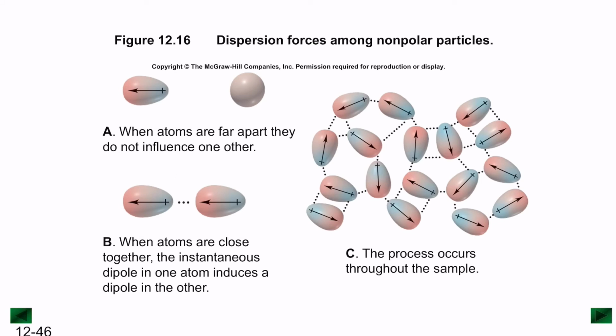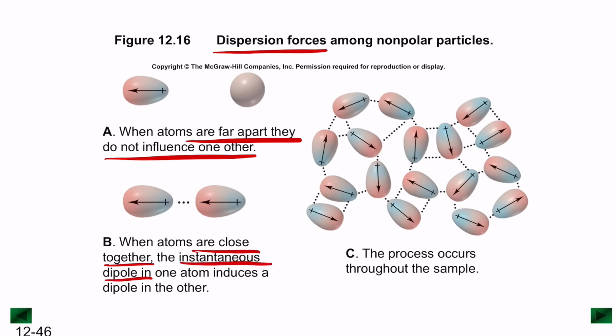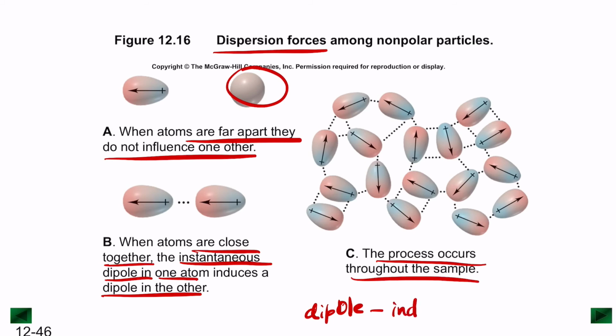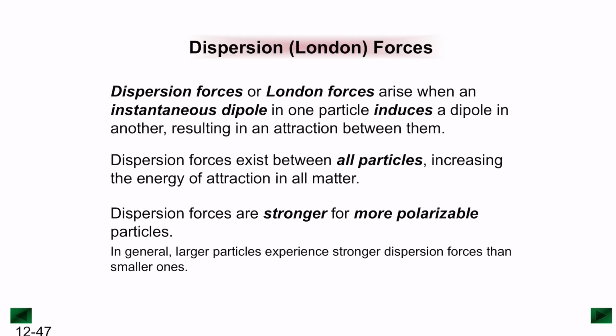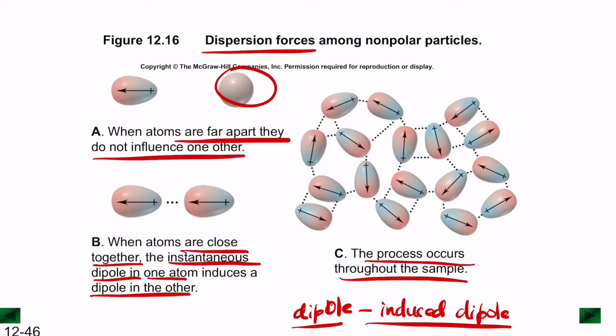Next, let's take the example here of dispersion forces among non-polar molecules. When two atoms are far apart, they do not influence one another. But when atoms are close together, the instantaneous dipole in one atom tries to induce a dipole in another atom. So it basically converts a non-polar molecule into a polar molecule. This process occurs throughout the entire sample, creating a force called dipole-induced dipole force. So one dipole tries to induce a dipole in a non-polar molecule. That is dipole-induced dipole force.